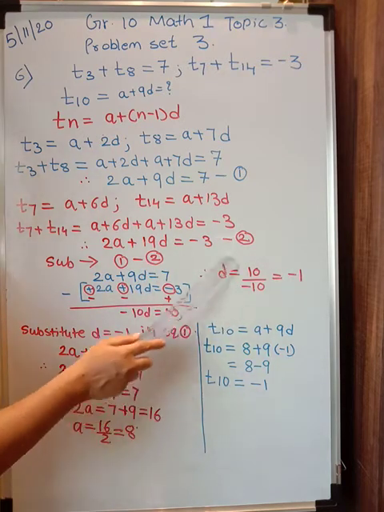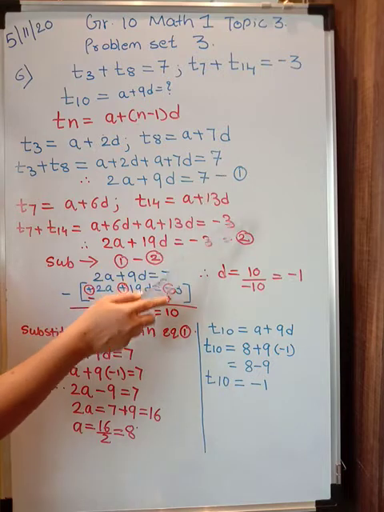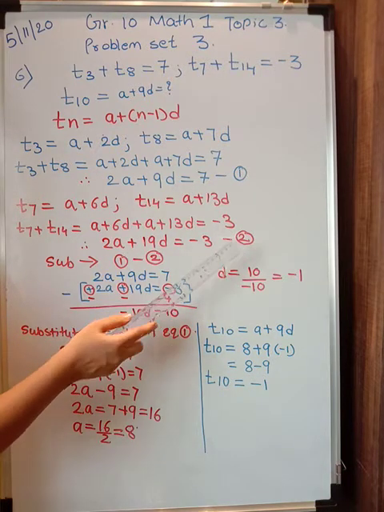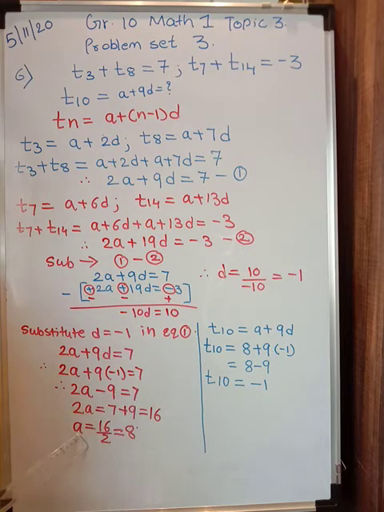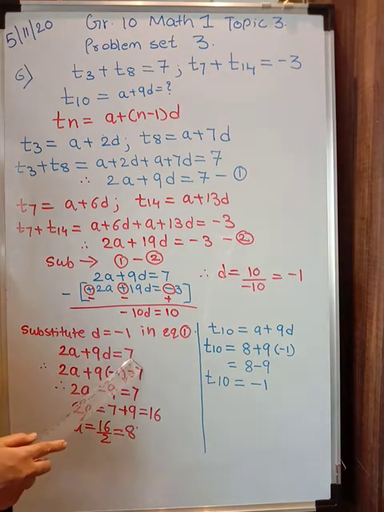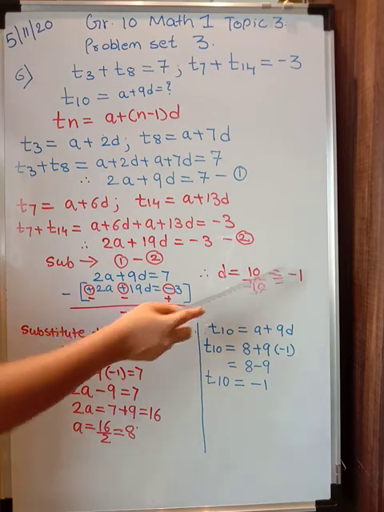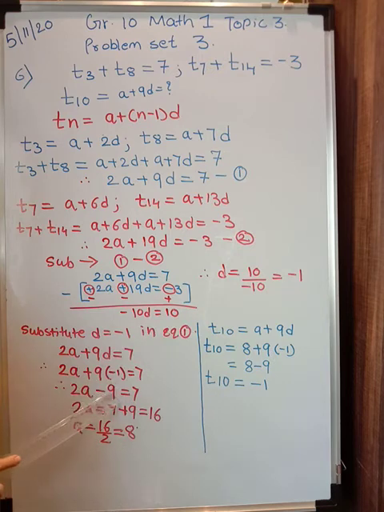Now substitute this value of D in any one of these equations, either in the first equation or in the second equation, and you get A. So I have substituted in equation 1, that is 2A plus 9D is equal to 7. Here I am writing minus 1 because D we got as minus 1. So 9 into minus 1 is minus 9. So we have 2A minus 9 equal to 7. So 2A will be equal to 9 plus 7 which is 16. So A will be 16 by 2 which is equal to 8.